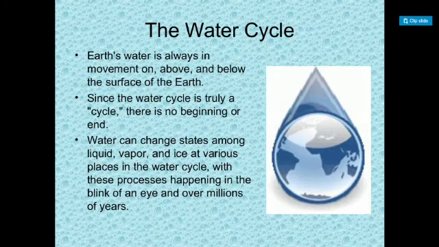Now students, this page is showing you the extract of the water cycle, that the earth's water is always in movement on, above and below the surface of the earth. Since the water cycle is truly a cycle, there is no beginning or end. The water can change states among liquid, vapor and ice at various places in the water cycle, with these processes happening in the blink of an eye and over millions of years.